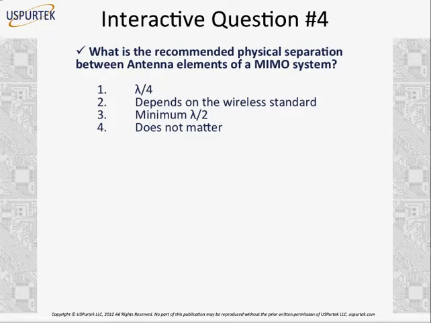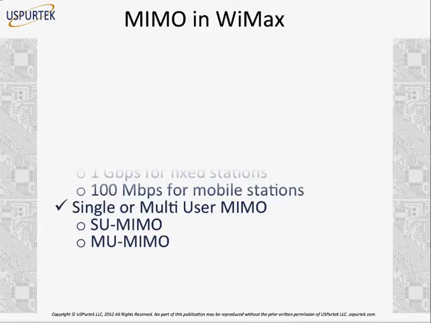Well, the right answer is 3. So why? As we discussed before, to avoid mutual coupling between antenna elements, the physics makes it minimum of half wavelength. So we have to keep the separation between antennas a minimum of half wavelength, to avoid any mutual coupling and avoid any interference between one antenna and the other.